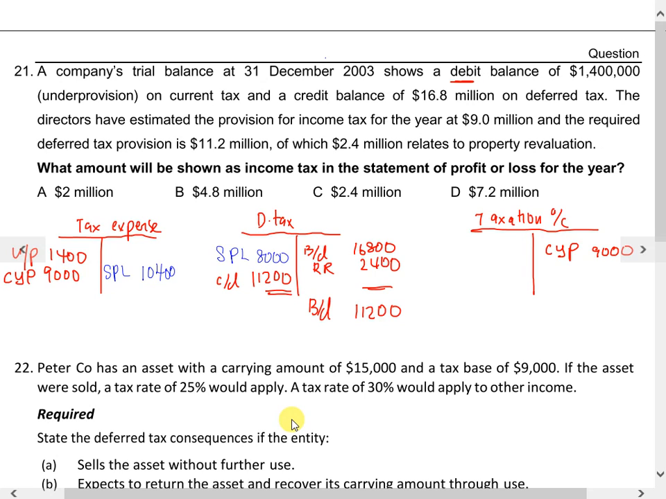So what is the answer? One is expenses, one is income. Expenses 10.4, income 8, so you net off and it is 2.4.